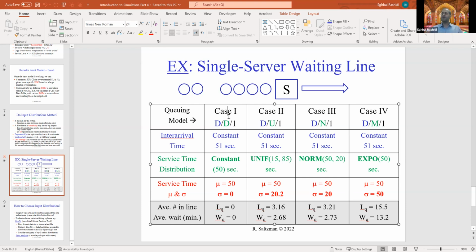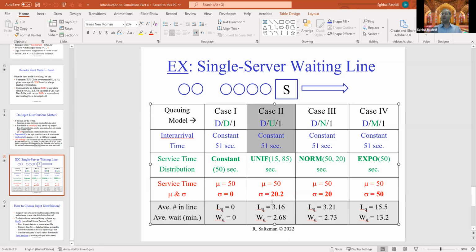So the first case is when you don't have any randomness. That means that everything is just fixed. For example, the inter-arrival time, every 51 seconds exactly, you would get one customer, which is a big, unrealistic assumption. And also the service time, no matter what the customer wants, whether they want black coffee, latte, or tea, it's going to take exactly 50 seconds. So there's no variability here. It's deterministic. The average is 50, and the standard deviation is 0 because there is no randomness. So you would get no line at all. There would be no person in the line, and the waiting line would be 0.